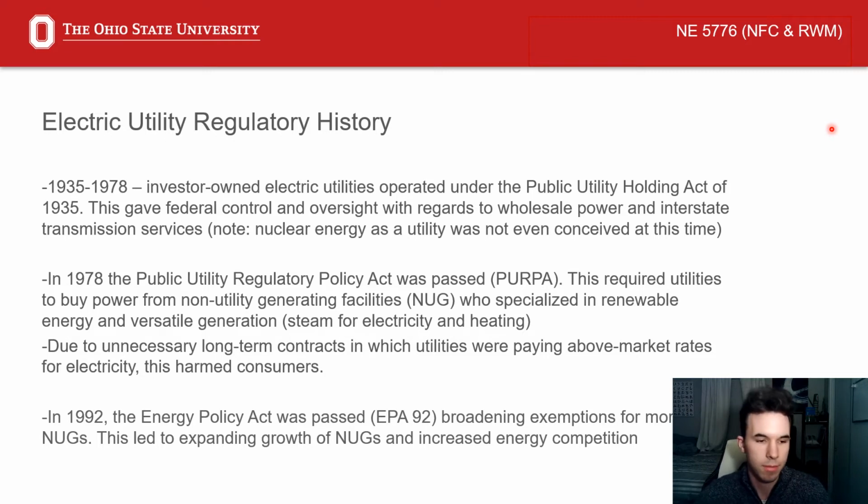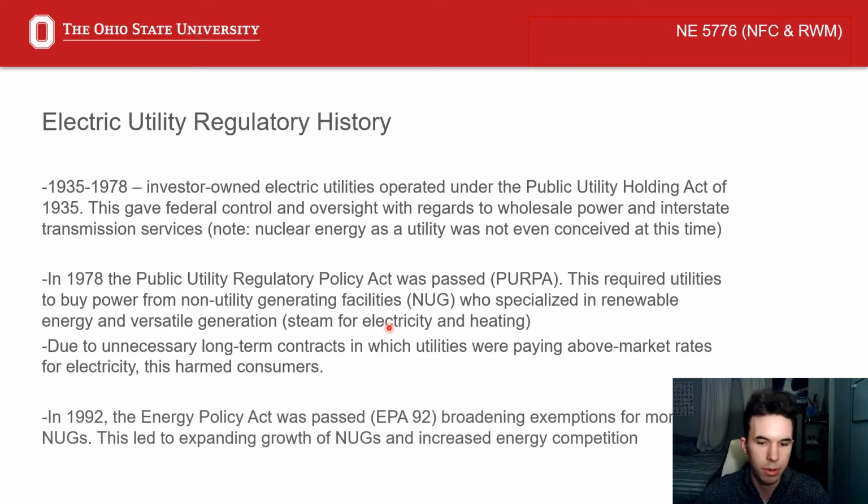So in 1978, after several reactors had been developed, you have PURPA, the Public Utility Regulatory Policy Act. This was passed and required utilities to buy power from NUGs, non-utility generating facilities. It was sort of an act to inspire people to look towards more renewable sources and also diversify sources. As you can see here, NUGs specialize in renewable energy and versatile generation as well, which would include steam both for electricity and for heating.